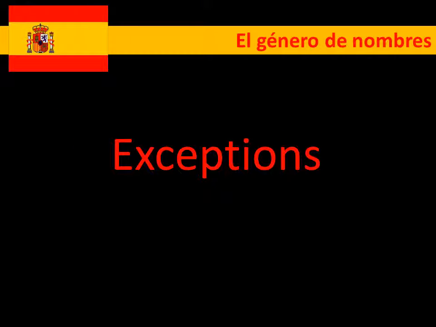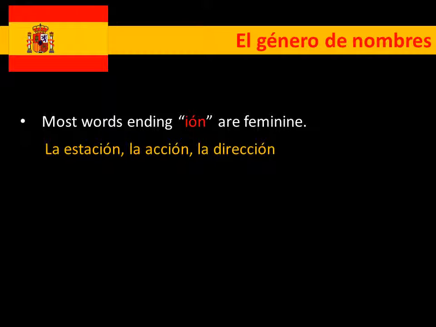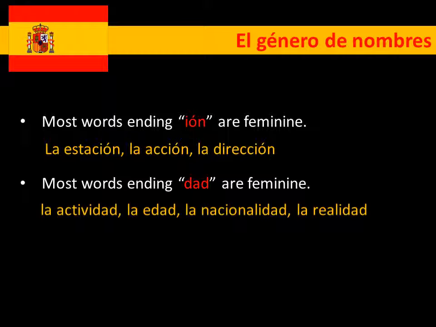There are some exceptions to these rules then. I said about 90%, so it works with a lot of words. Here are some exceptions. Okay, so most words ending in ión are also feminine. So we look at words like la estación, la acción, la dirección. Often words that look similar in English are always la. Words ending in dad are feminine. In fact, lots of words ending in d are actually feminine. So again, la actividad, la edad, la nacionalidad, la realidad, they're all feminine.